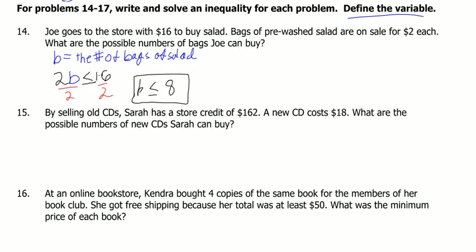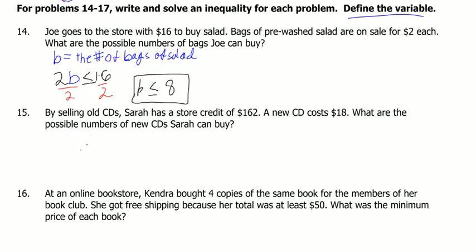Number 15. By selling old CDs, Sarah has a store credit of $162. A new CD costs $18. What are the possible numbers of new CDs Sarah can buy? Alright, so let's see. Okay, so here's what we're going to do. We're going to do 18. Oh, we got to define our variable first. My fault.